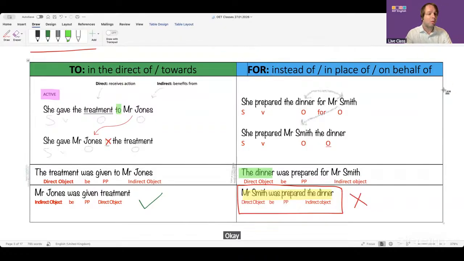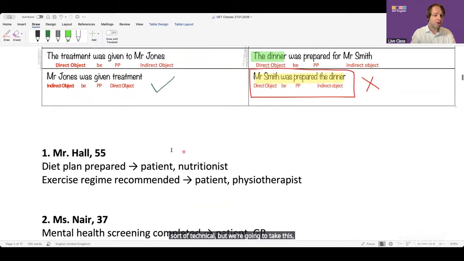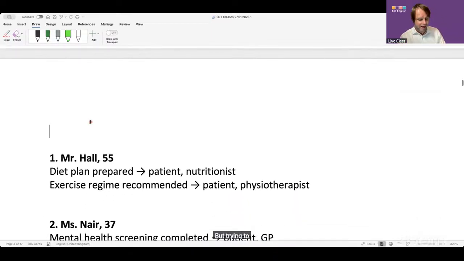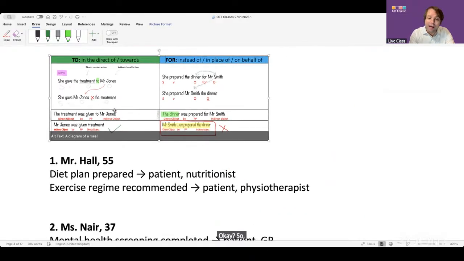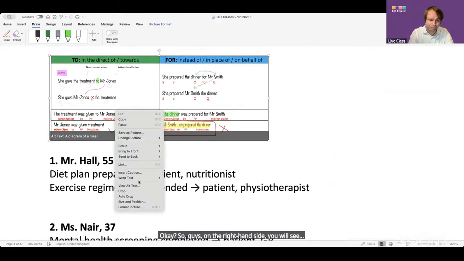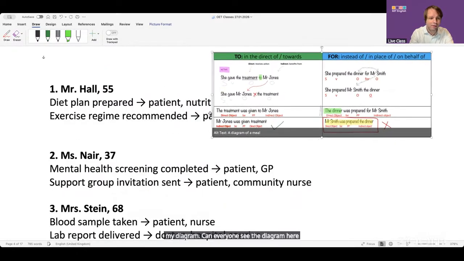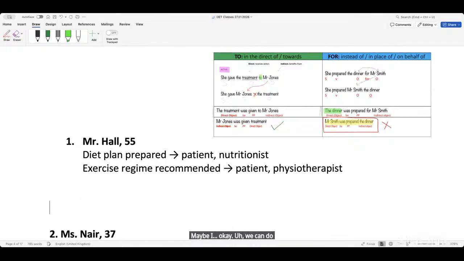Okay, so what we want to try and do now is take this. I know it's very technical, but we're going to take this and just try to write sentences, trying to understand what's happening. Okay, so guys, on the right side you will see my diagram. Can everyone see the diagram here, more or less? Yes, we can. Okay.